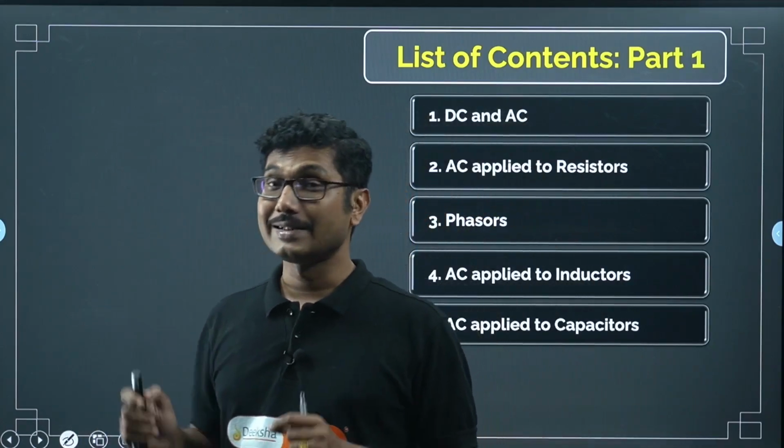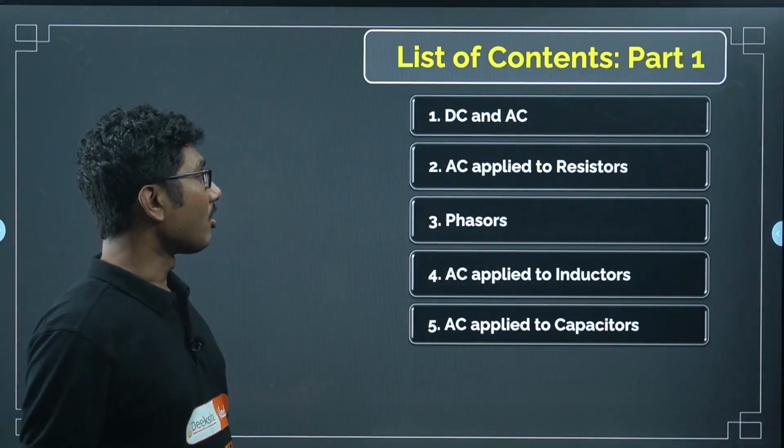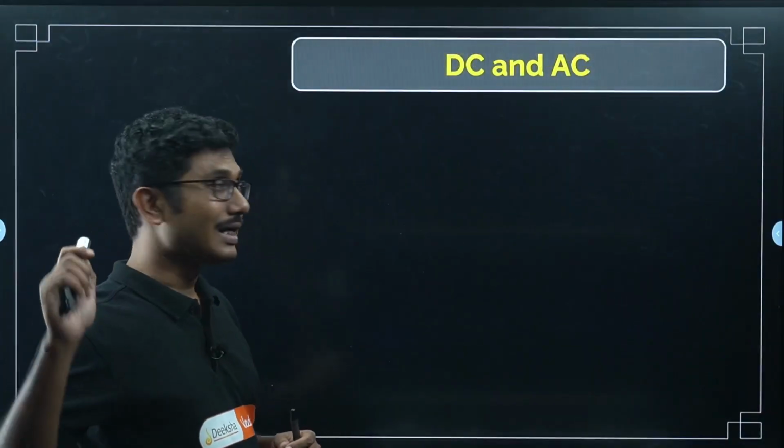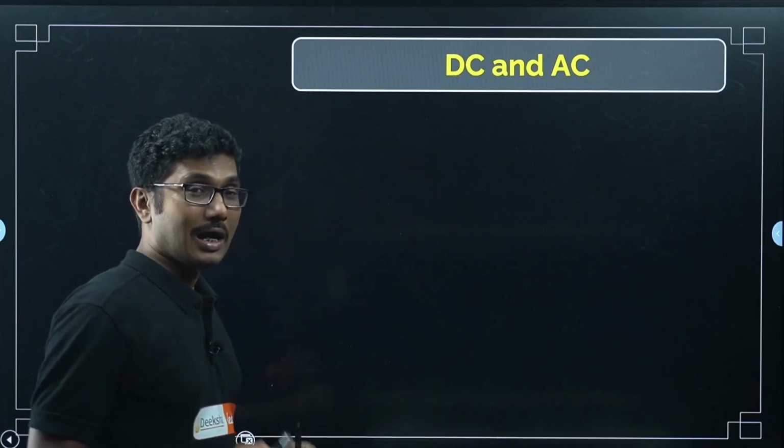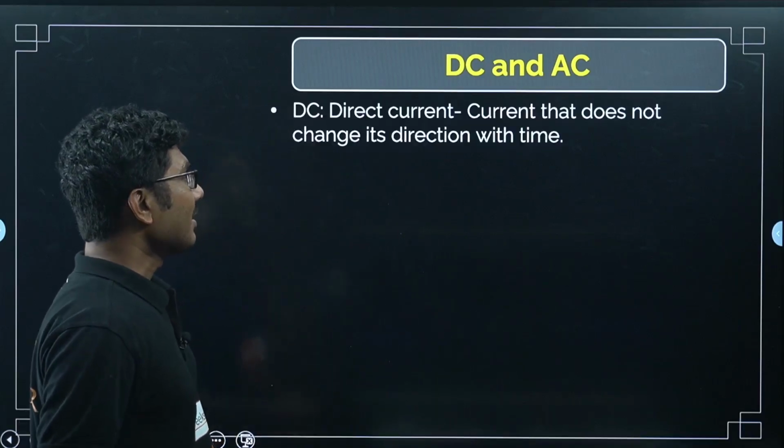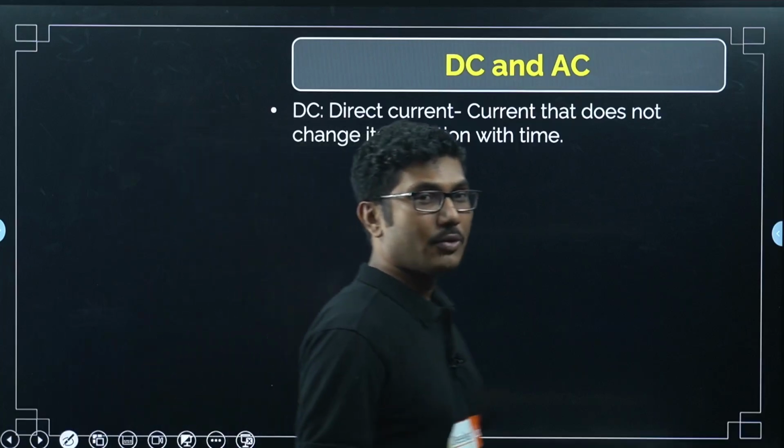This is a very important chapter. A lot of questions come from this chapter every year. Four questions come from this chapter, so you cannot ignore it. Very important concept. But before we start, let us discuss DC and AC.